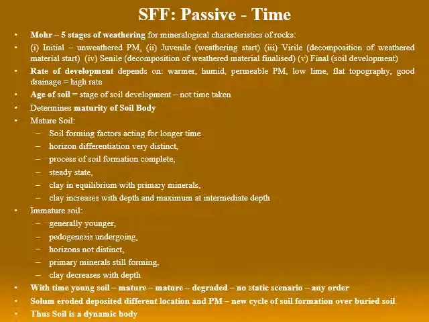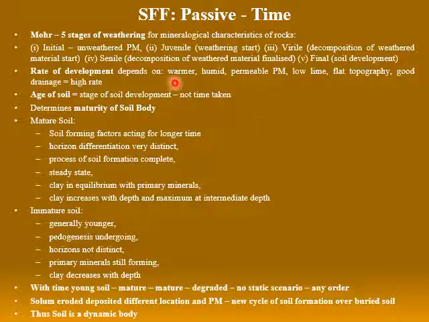Now, the last parameter or factor influencing soil formation is time. There are 5 major stages of soil formation. Initial stage, when the parent material has not yet been weathered. Juvenile stage, when the weathering starts. The virile stage, when the decomposition of weathered material has not just started, it has progressed a bit. The senile stage, when the weathering has been accomplished, and the final stage, when all the profile development is completed and the horizons can be distinctly identified.